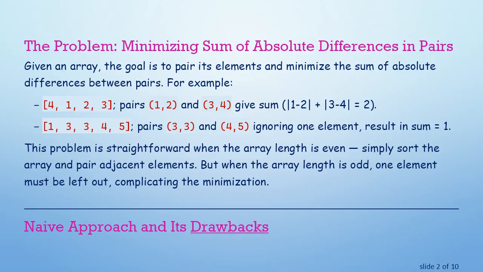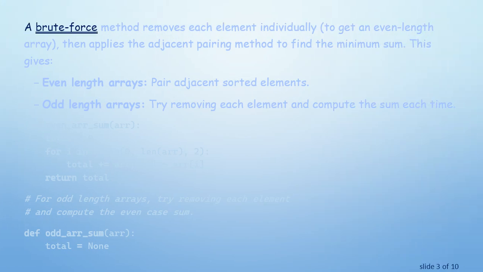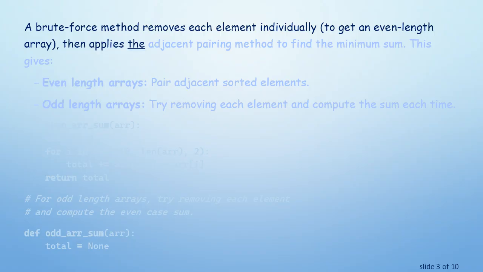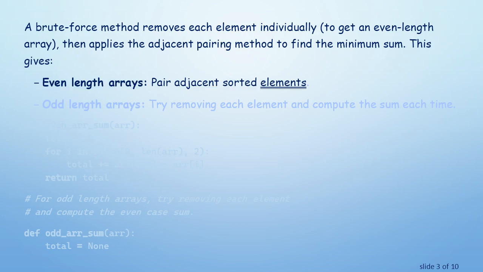Naive approach and its drawbacks. A brute force method removes each element individually to get an even length array, then applies the adjacent pairing method to find the minimum sum. For even length arrays, pair adjacent sorted elements. For odd length arrays, try removing each element and compute the sum each time.